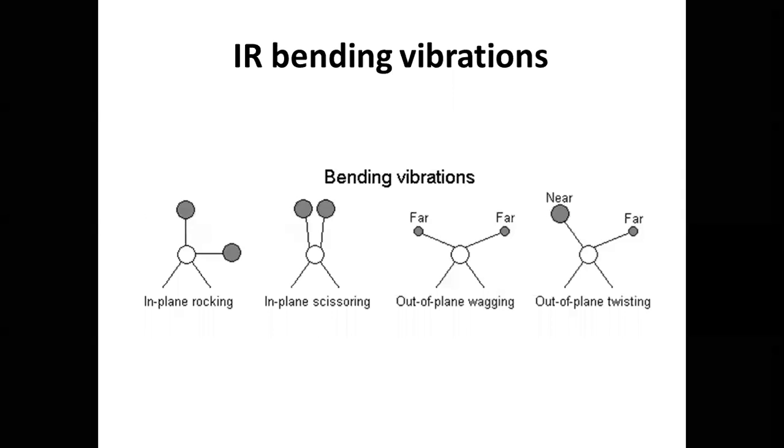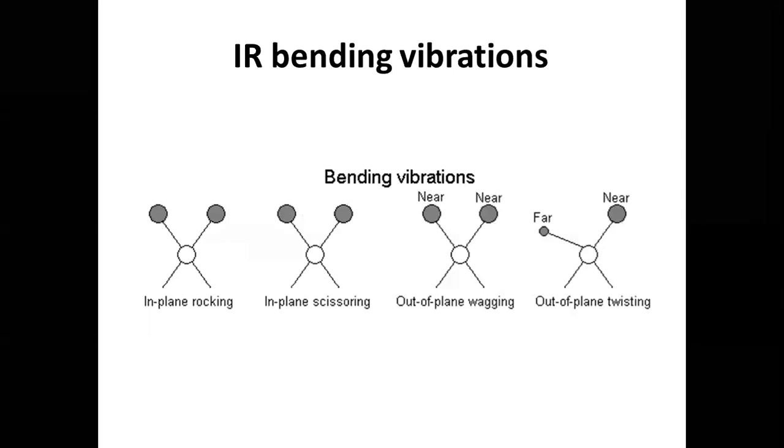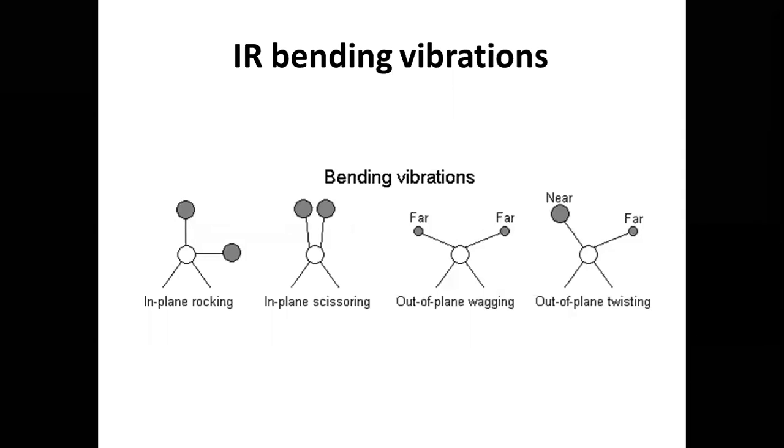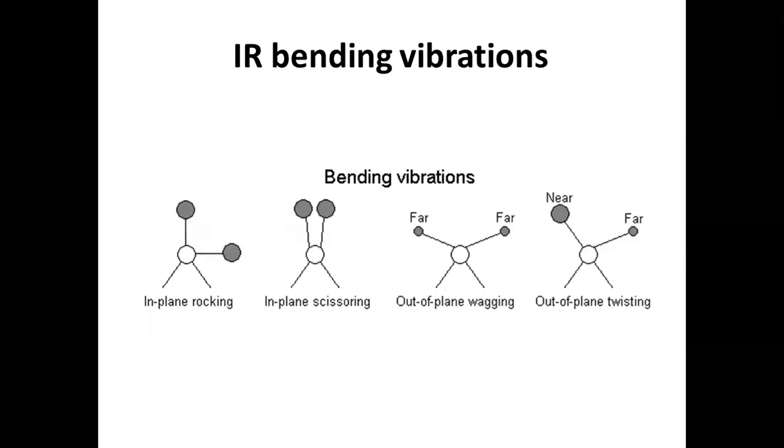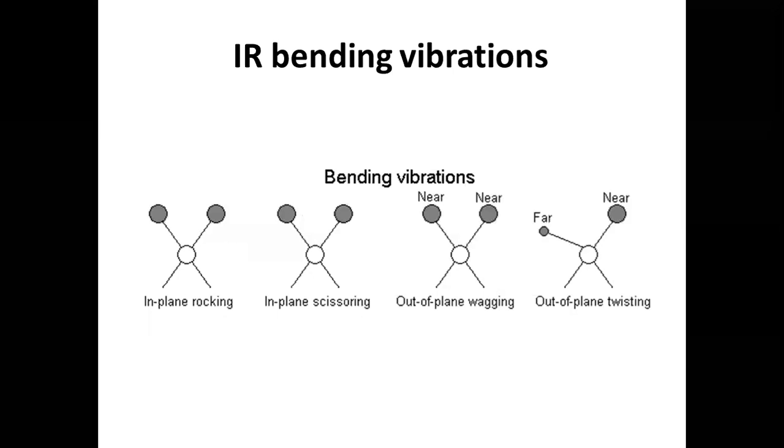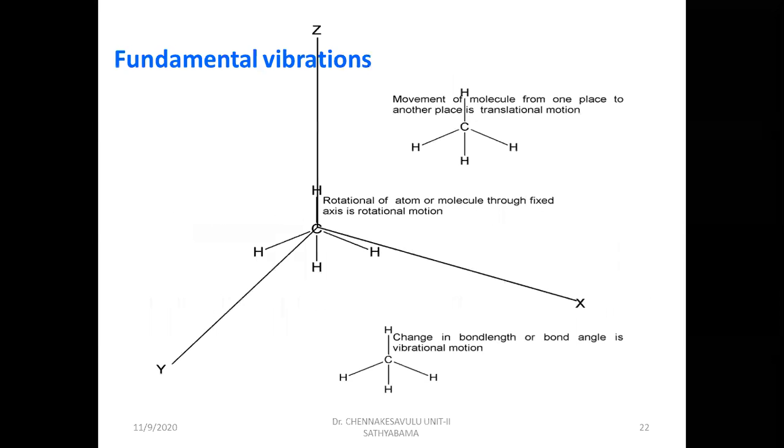If you come to the bending vibration, in plane rocking and scissoring, a simple animation will show us the in plane and out of plane bending vibrations. Rocking, scissoring, rocking, scissoring, and wagging, twisting. Okay, these are the four important bending vibrations. So now we want to discuss how many vibrations are possible for a given molecule.